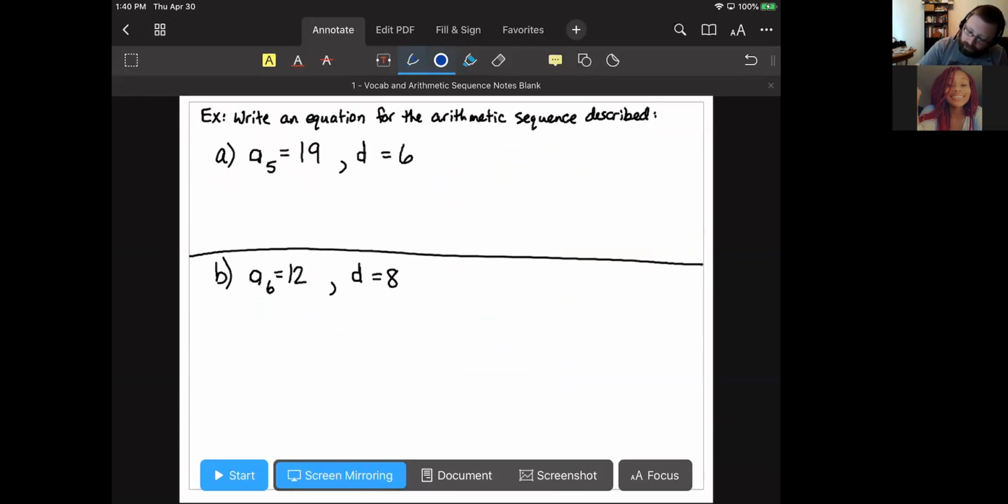Okay, we're going to start with our equation. A sub n is a sub 1 plus d times n minus 1. And we're going to plug in what we know. Okay, what we know is if we let n equals 5, then a sub n is 19. So I can plug the 19 in for a sub n. I don't know a sub 1. D is 6, and n is 5. So I plug all that stuff in.